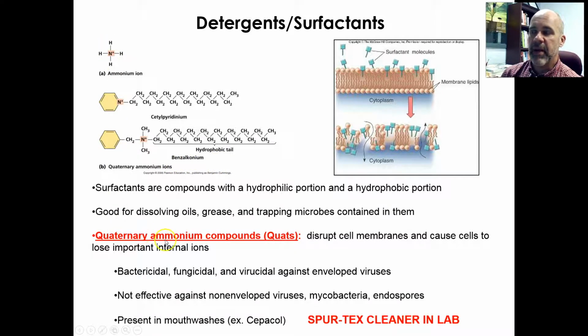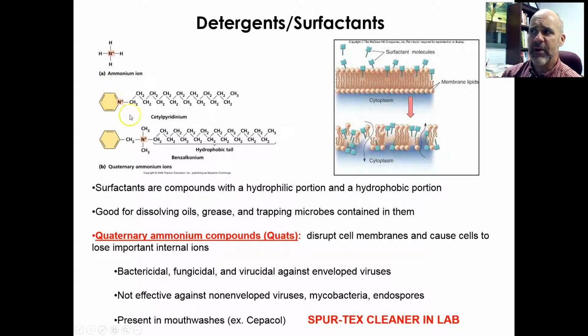They're called quaternary ammonium compounds. This is what an ammonium ion looks like. It has a nitrogen in the center bonded to 4 hydrogens and a positive charge. And so they all contain that basic general structure somewhere in the molecule.